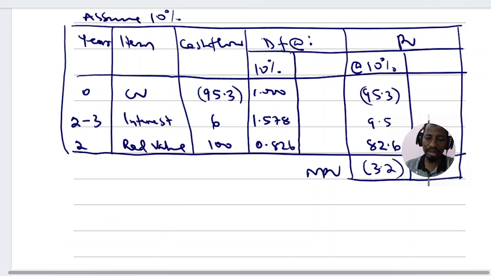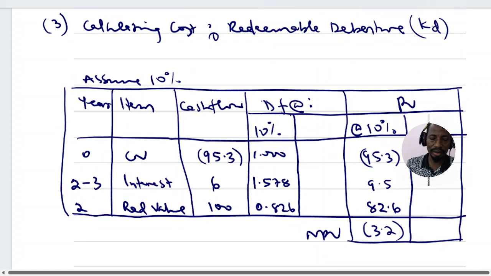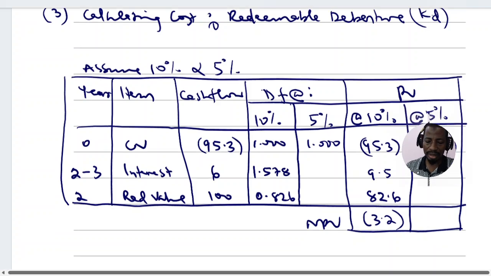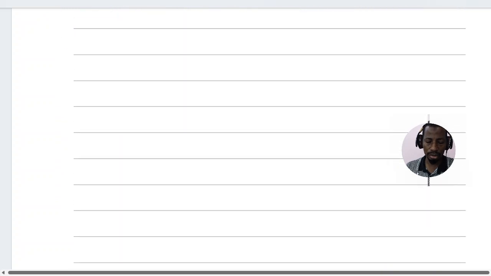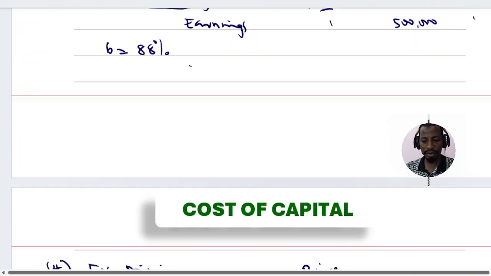All right. So we assume 10%. We got a negative NPV of 3.2. Let's assume a lower discount rate. So we're assuming 10% and then 5%. So let's assume 5%. So this will still remain 1, multiplied by 95, that's 95.3. So at 5%, let's go and calculate the annuity factor.